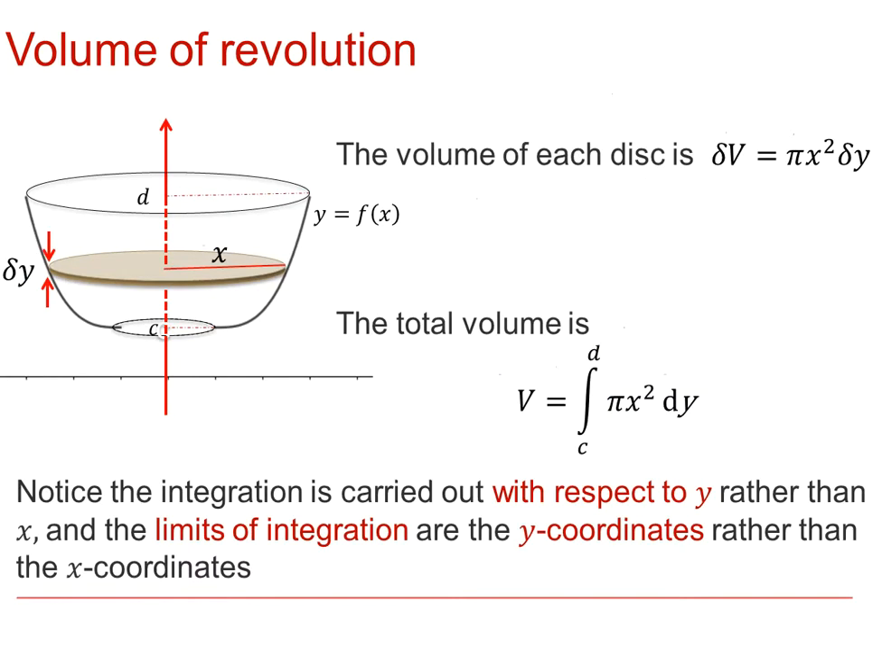And in the limit as delta y tends to 0, the total volume will be the integration with respect to y of pi x squared between y equals c and d. It's important to notice the integration is carried out with respect to y rather than x, and the limits of integration are the y coordinates rather than the x coordinates. It will also be important to express the x squared as a function of y in order to integrate with respect to y.